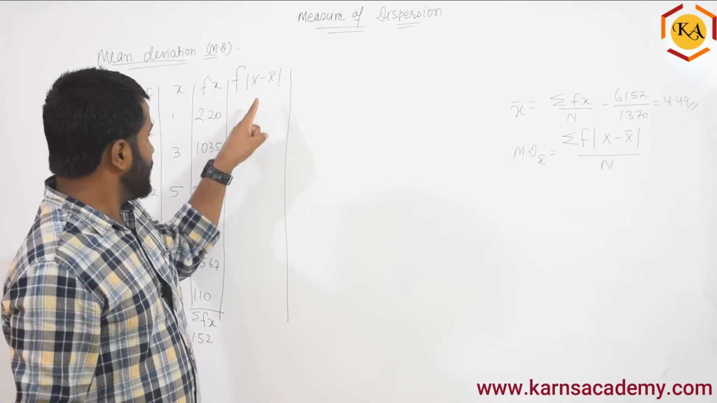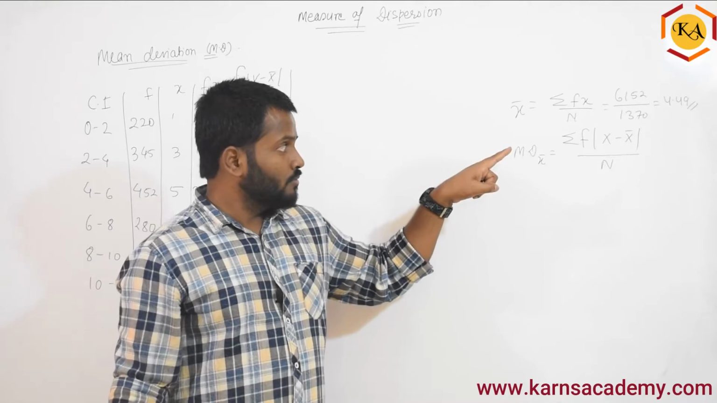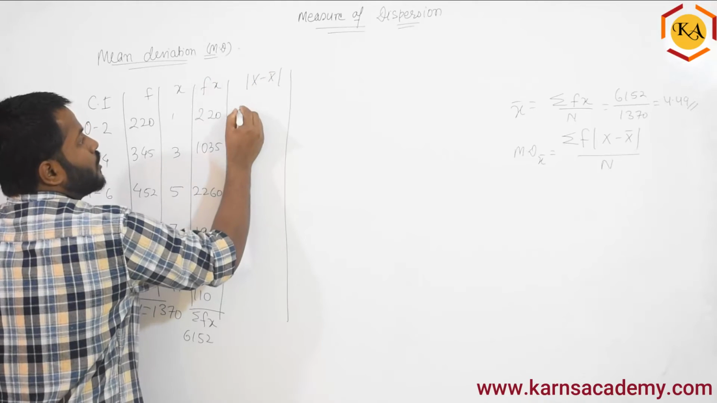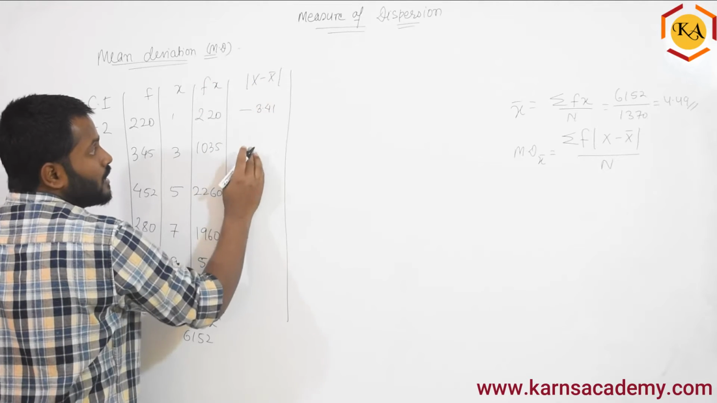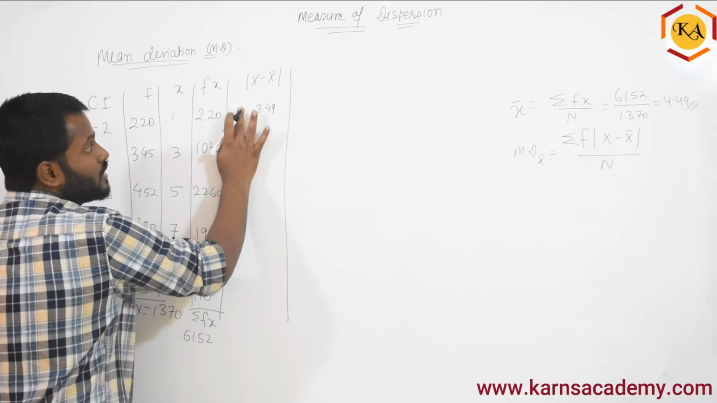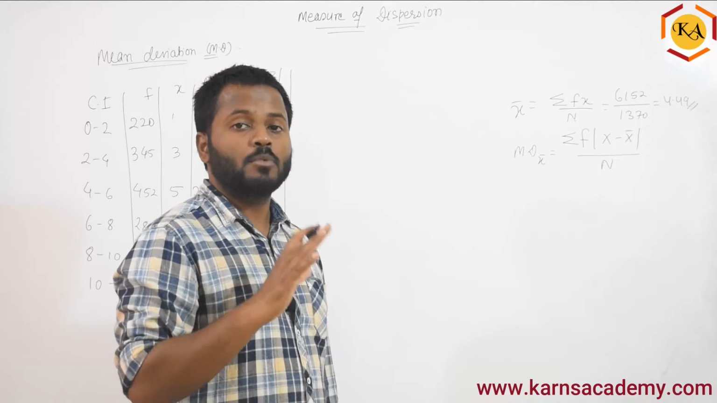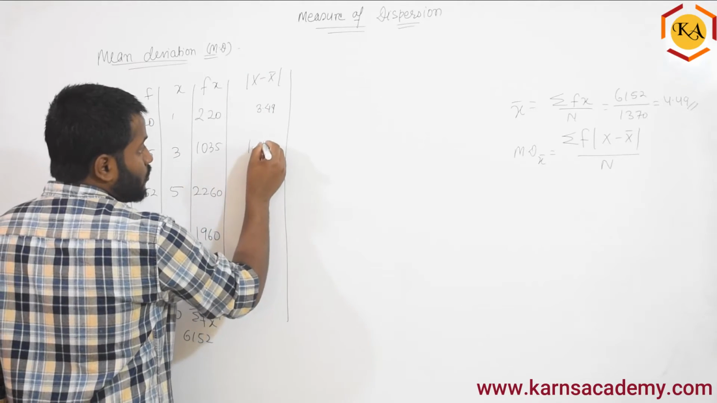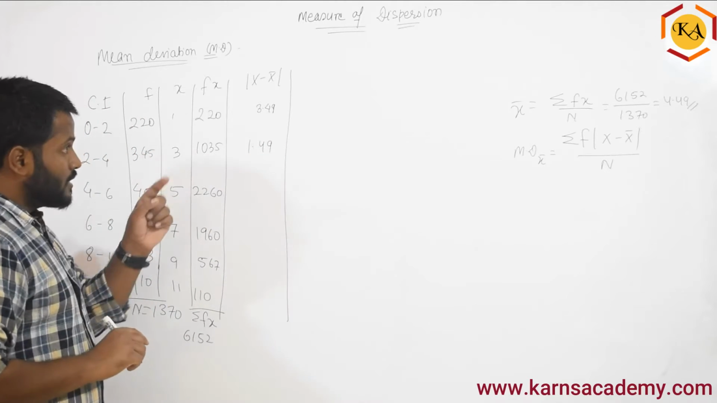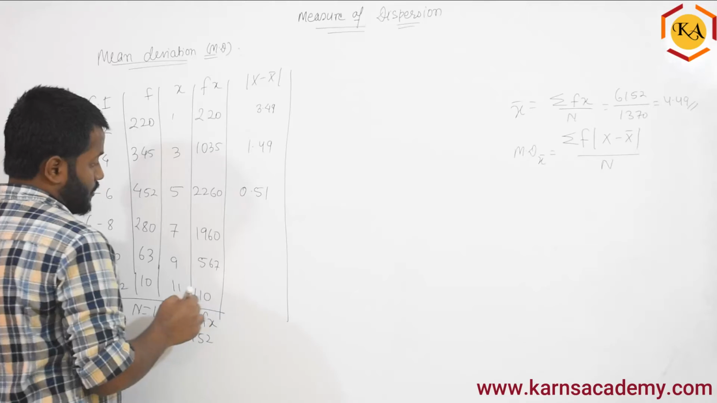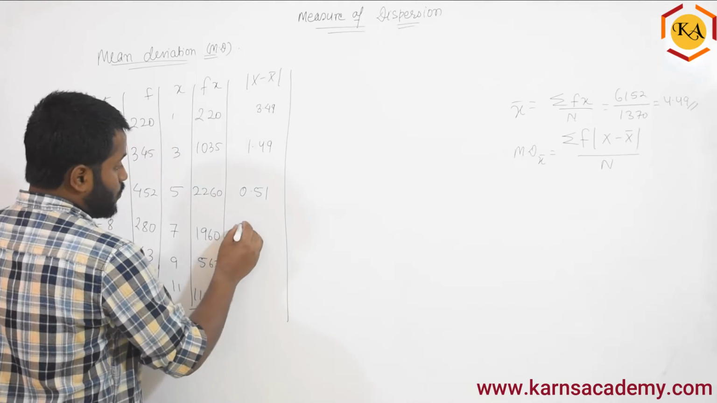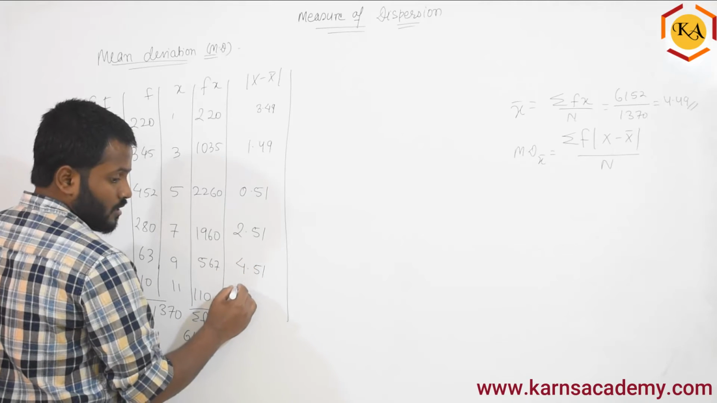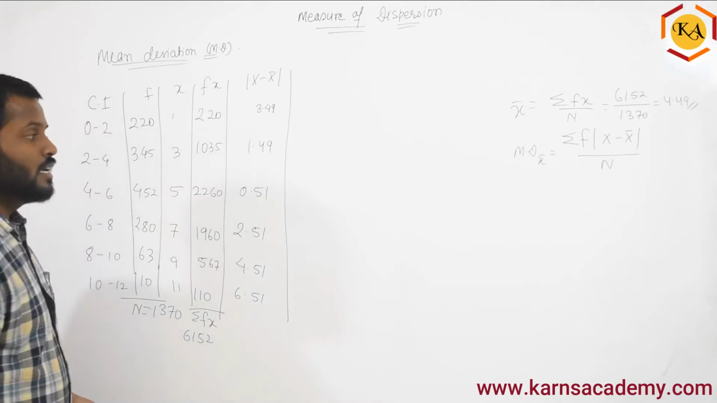What I'm going to do is I'm going to find together. Okay, so x minus x bar, that is 1 minus 4.49, that is minus 3.49. But since there is a modulus here, all the negative numbers will become positive and positive will remain as it is. So 3 minus 4.49 is 1.49. Similarly, 5 minus 4.49 is 0.51. 7 minus 4.49 is 2.51. 9 is nothing but 4.51 and 6.51.